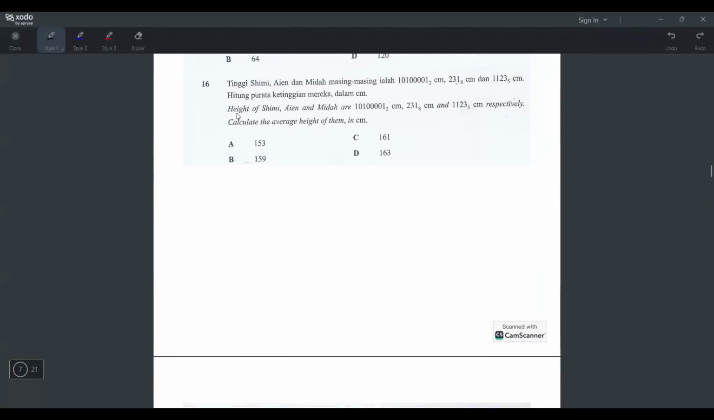Okay, let's do number 16. Height of Shimi, Alien and Mida is this, and this, respectively. Calculate the average height of them in cm. Okay, what is the meaning of average height? Okay, average is like mean. They want us to find the mean, the average.